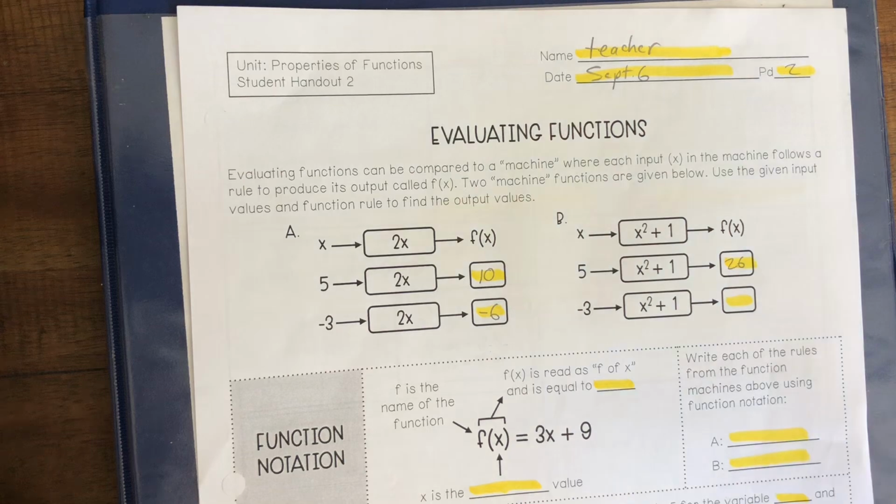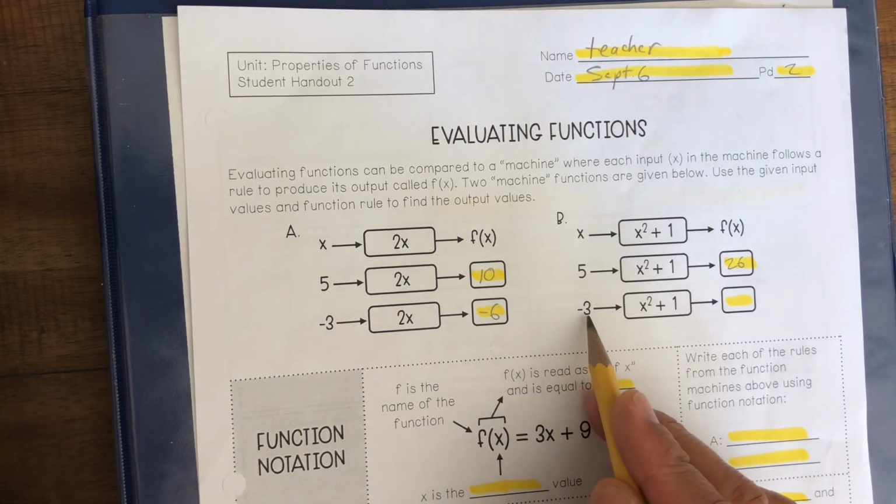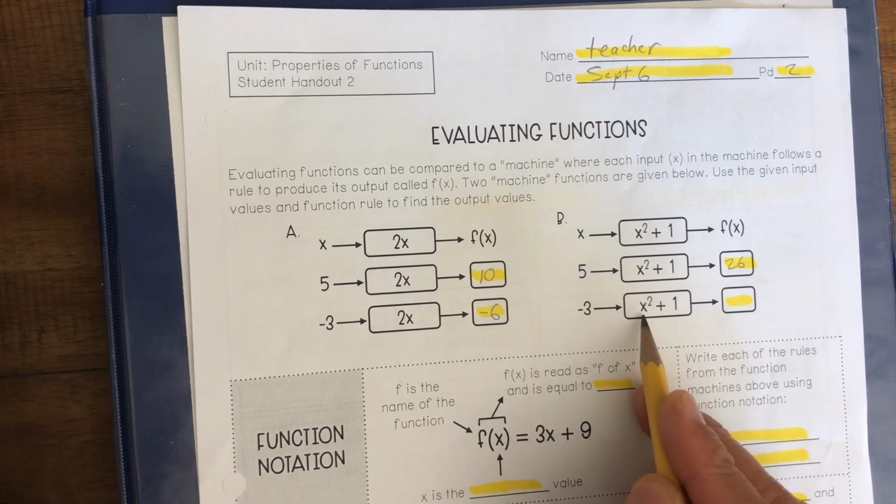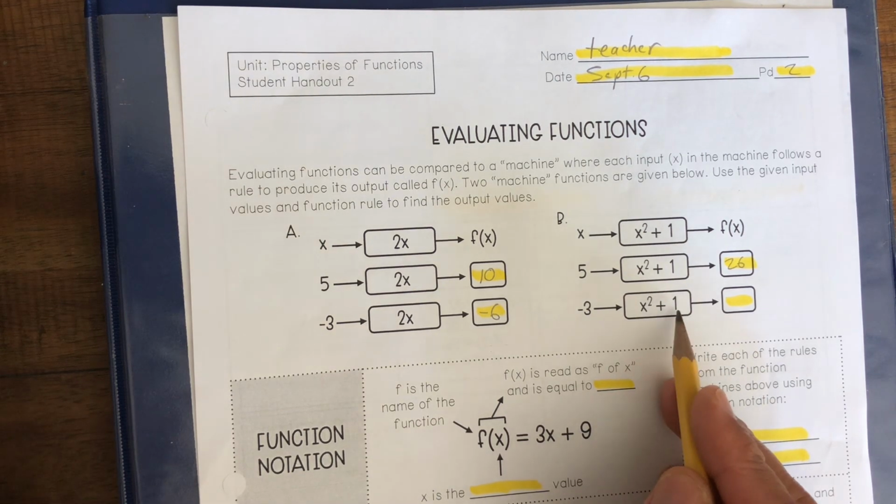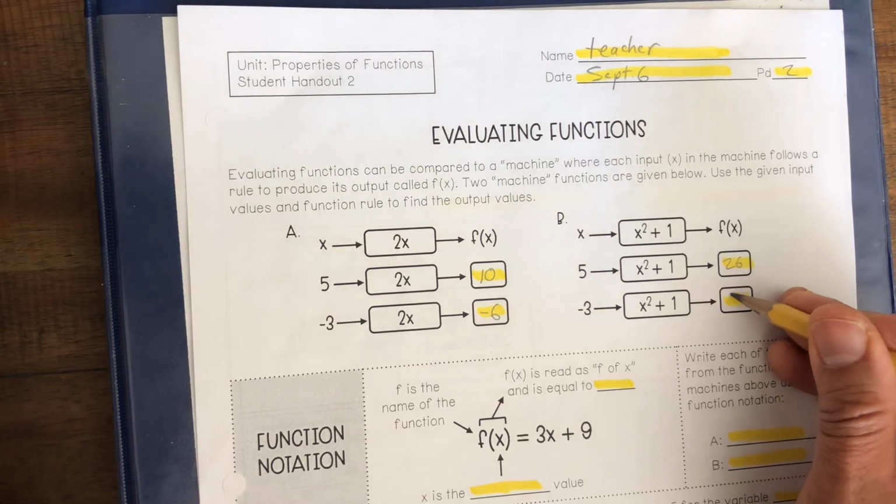I like to think of a function as being like a blender. We take the ingredients, the input, we blend it up in the machine, and we get a certain output, the juice or the smoothie. Negative 3 is the input. Negative 3 times itself gives us positive 9. Positive 9 plus 1 gives us 10.